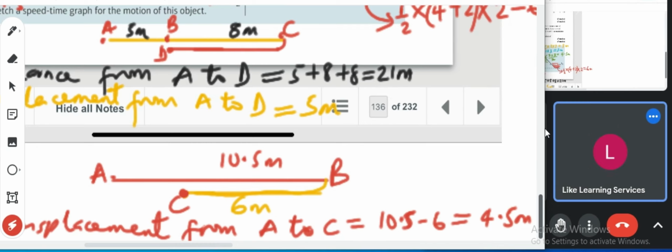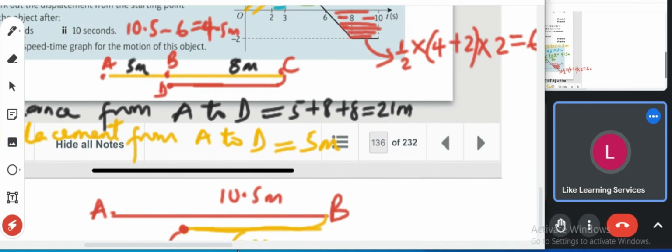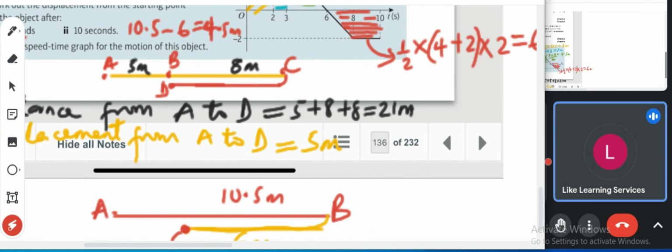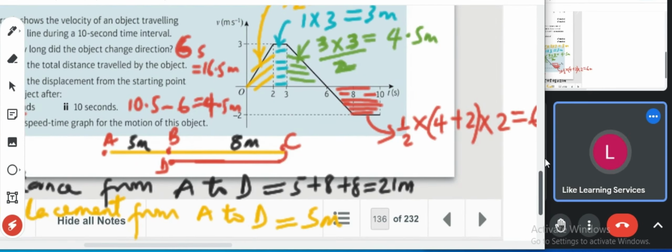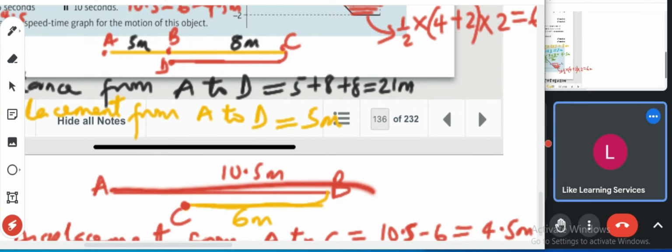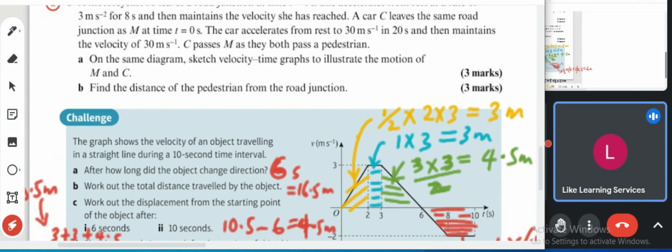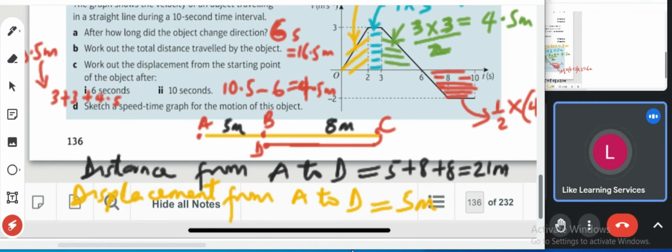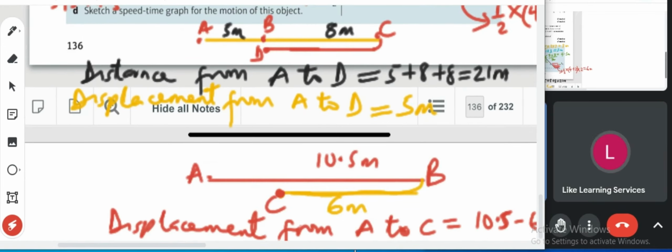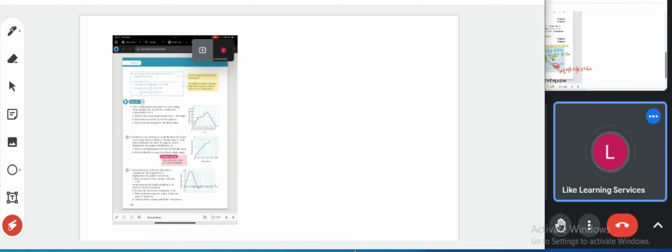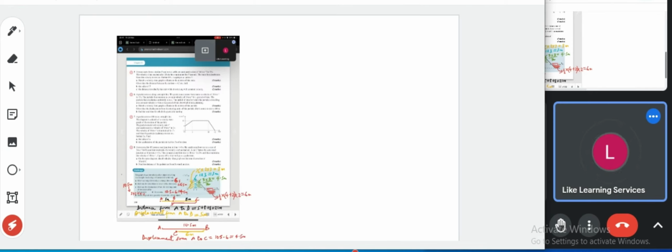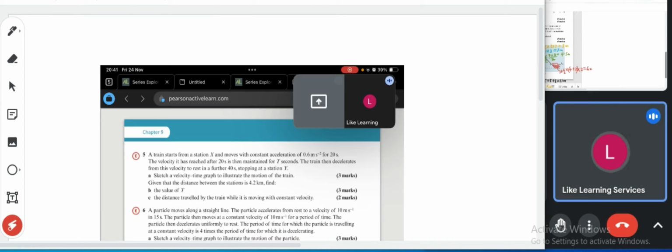They didn't ask us for the total distance from A to C, but I think there was a question like that. Did we solve that? Yeah, from A to C, we did that earlier. Work out the total distance. That's how we got 16.5 meters. That's 10.5 plus 6. Did that make sense? Yeah. Any other one you will be able to solve it. There's really nothing serious in all of these questions.